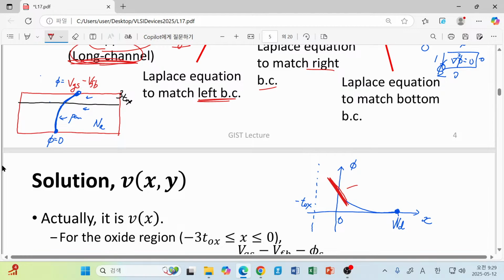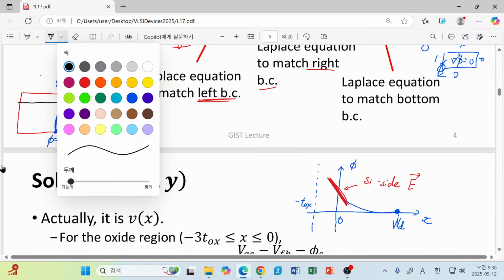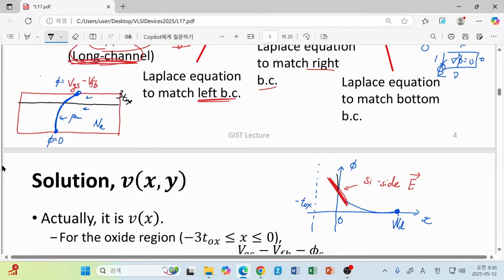So this is corresponding to the silicon side electric field. And if we have a silicon side electric field, what should we do? If we have to draw the potential profile inside the oxide layer, we must have 3 times higher electric field compared to the silicon side, because the permittivity of these 2 regions are different. So if this is the 1, then we must have 3 times higher electric field.